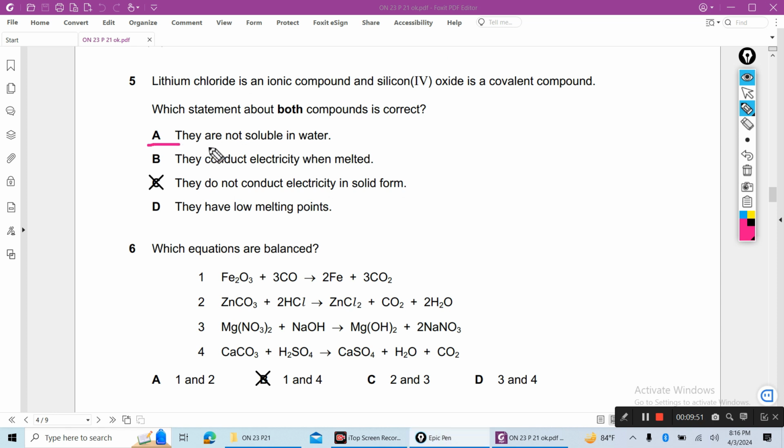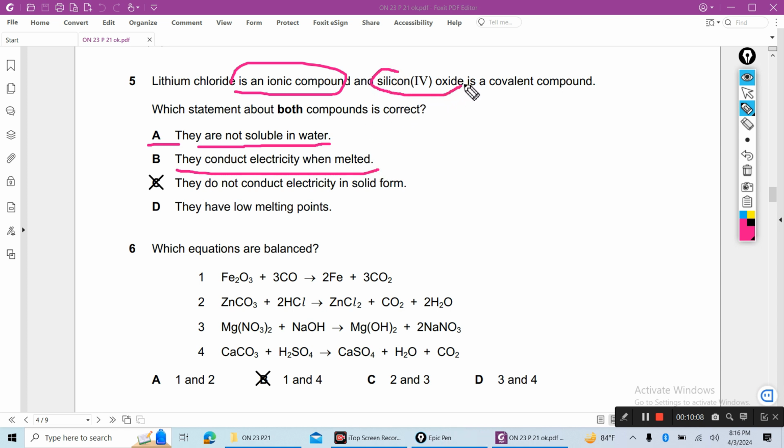A is the wrong answer. Why? They are not soluble in water, but ionic compound is soluble in water. This is wrong. They conduct electricity when melted.